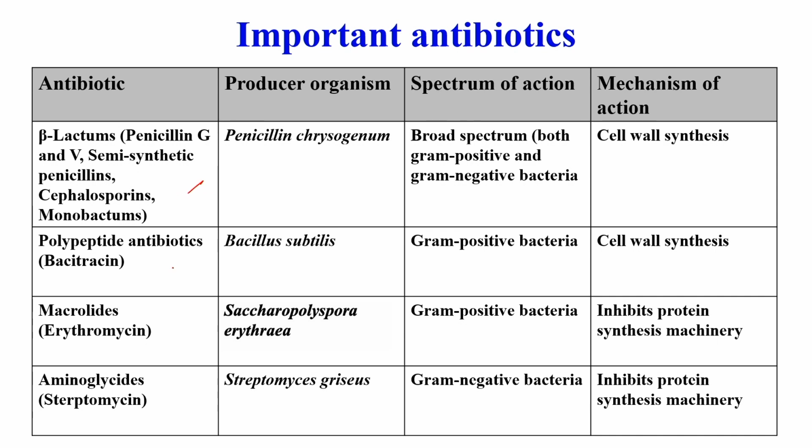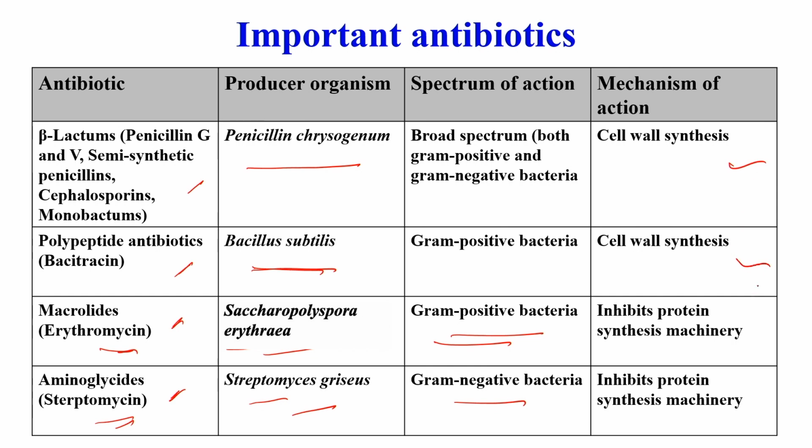This beta-lactam, polypeptide, macrolides, and aminoglycosides. Here I have listed the producer microorganisms as well. Penicillin is produced by Penicillium chrysogenum. This polypeptide antibiotic is produced by Bacillus subtilis. Erythromycin is produced by Saccharopolyspora erythraea, a gram positive bacteria. Streptomycin is produced by Streptomyces species, and here the mode of action is again mentioned.